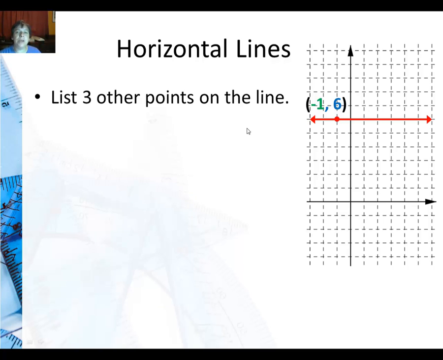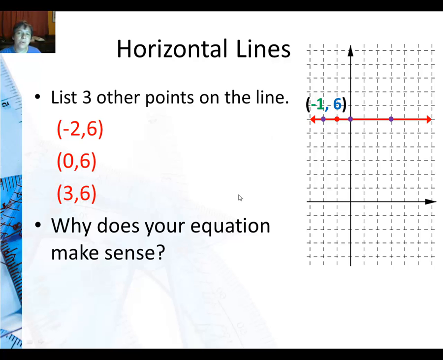Now I want to list 3 other points on the line. So let's start with this guy, which is (-2, 6). Then I'll add a point there, which is (0, 6). And another point there, which is (3, 6). Why does the equation we just wrote down make sense? Well, we wrote down y equals 6. Well, yeah, y is always 6. So y equals 6 makes sense for horizontal lines passing through the y-coordinate of 6.